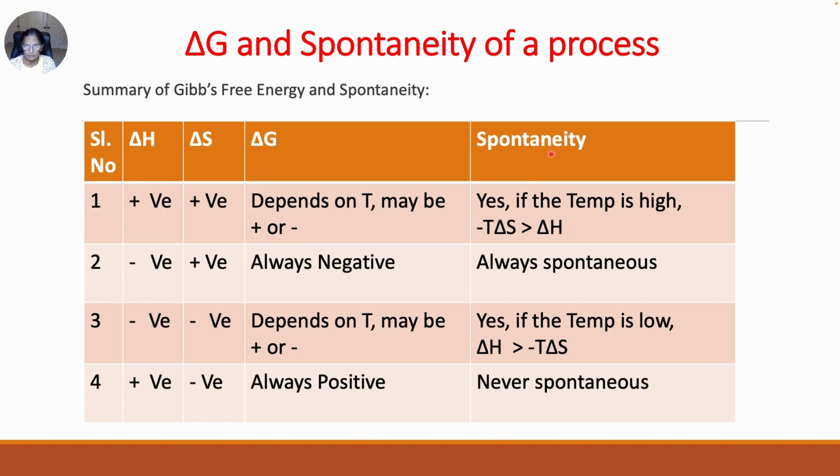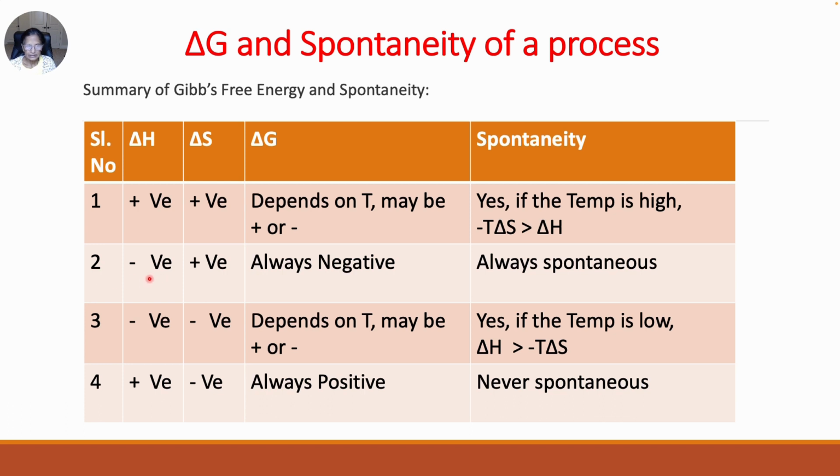When will this reaction become spontaneous? It becomes spontaneous only when the temperature is high, so that T delta S becomes more negative than delta H. So minus T delta S is more than delta H. Only then it becomes spontaneous. This is case 1. Let's see what is case 2.